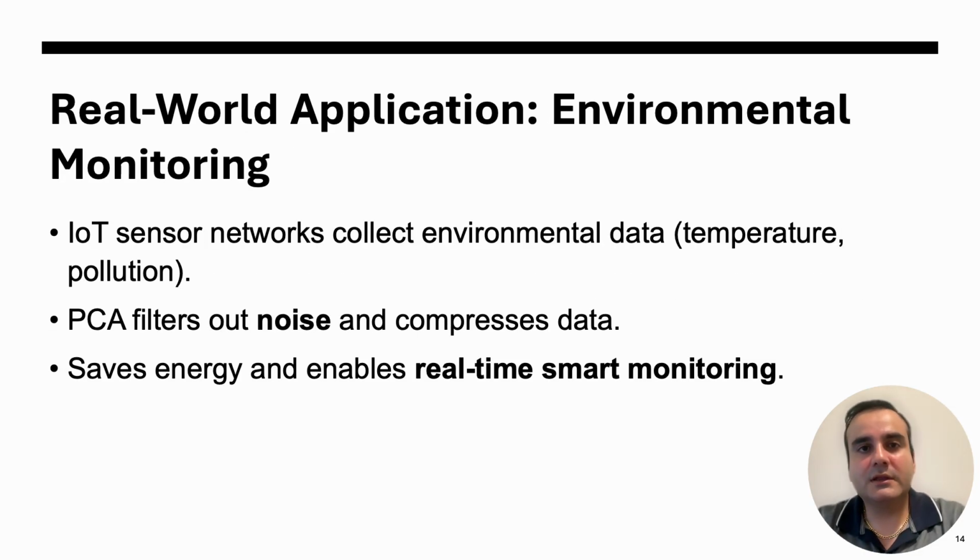In environmental monitoring, large networks of sensors collect data on temperature, humidity, air quality, and pollution levels. However, this data is often noisy and redundant. PCA helps by filtering out the noise and reducing the size of the data without losing important information. This compression is especially valuable for Internet of Things devices where battery life and transmission bandwidth are limited. By using PCA, smart city systems and agricultural monitoring setups can process environmental data faster and more efficiently, enabling real-time decision-making and more sustainable sensor operations.